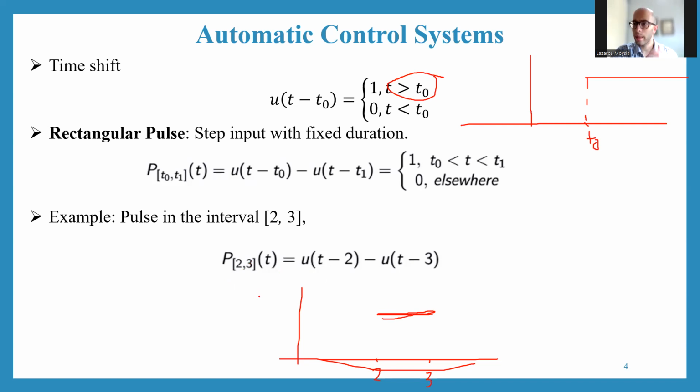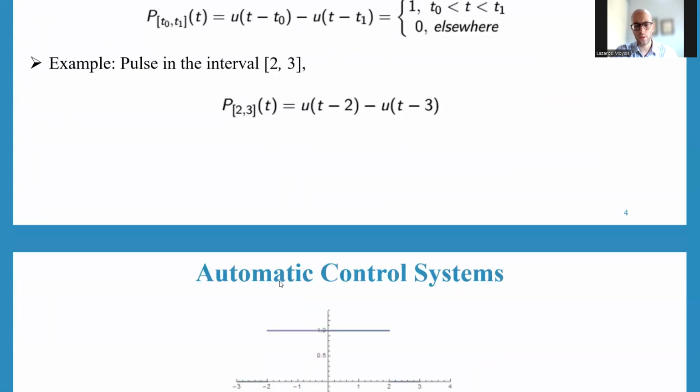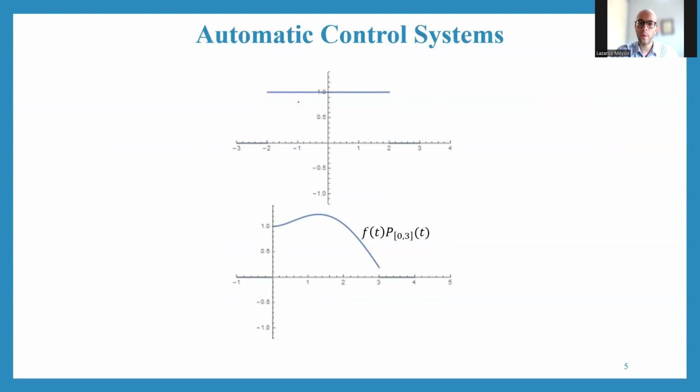And you can again use this to define and make different signal combinations. So this is an example of a delayed step input. It starts actually 2 seconds earlier. And this is again the multiplication of a function f by a pulse with duration 3 seconds.